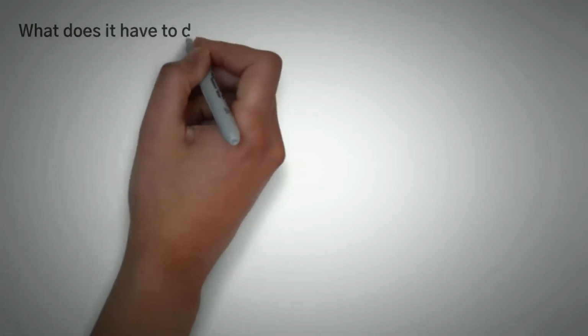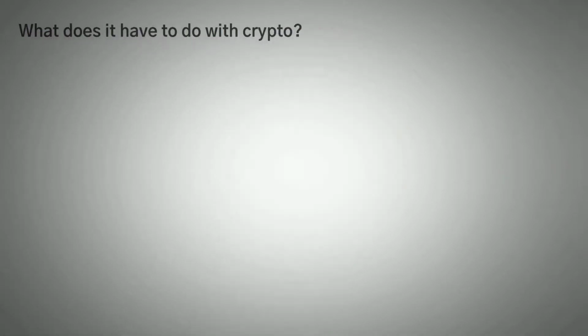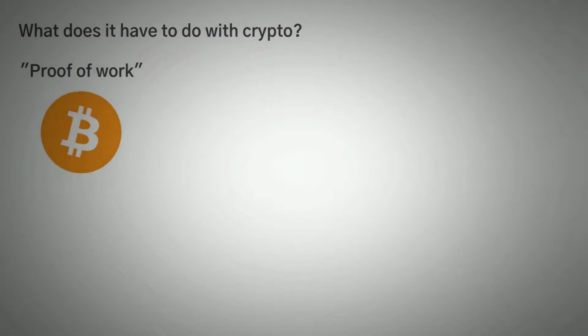So finally, what does all of this, a cryptographic hashing function, have to do with crypto or cryptocurrencies? Well, it really has to do with something called proof of work, which is the exact method we use to actually mine Bitcoin. You can watch my proof of work video about it, but essentially, here's what we're doing.